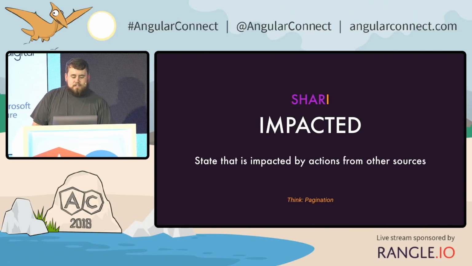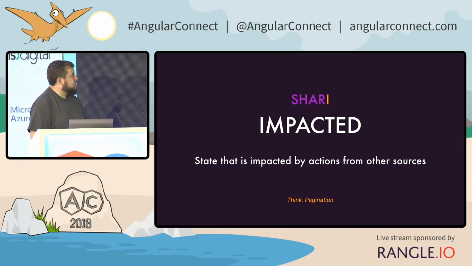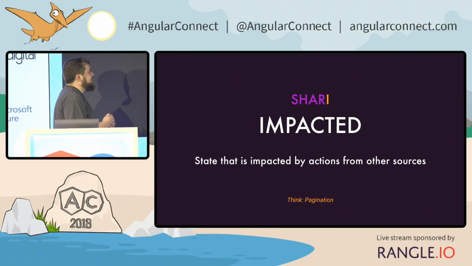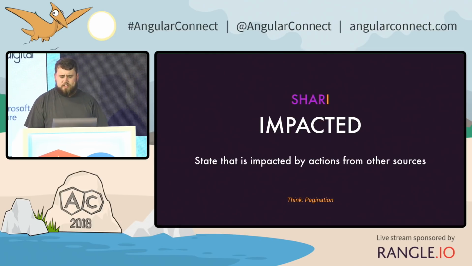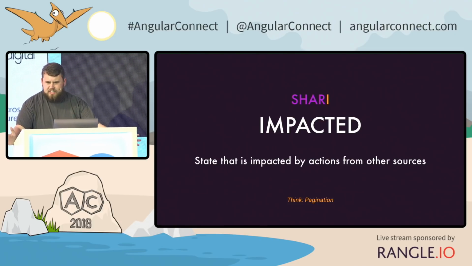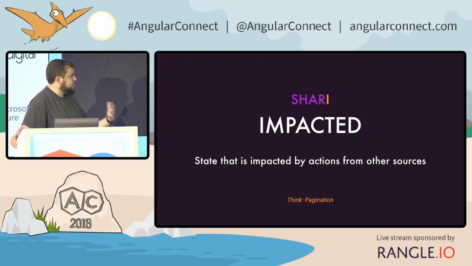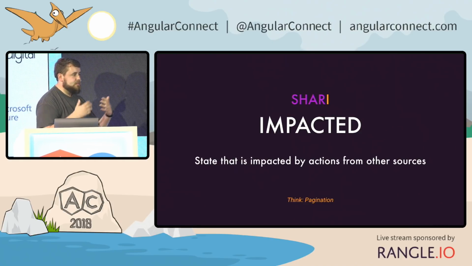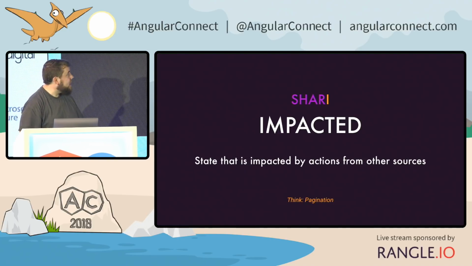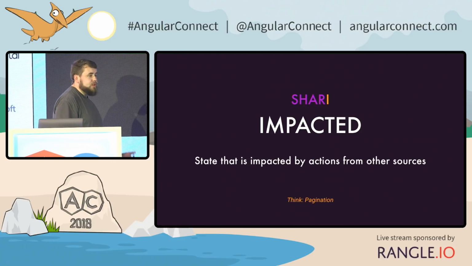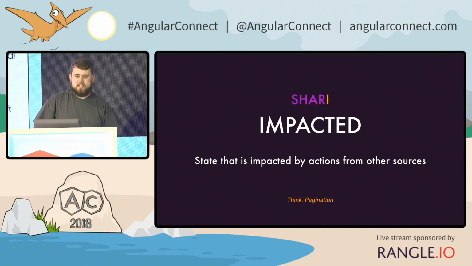And finally, the I stands for impacted. This is probably the most complex of the SHARI principle, but it's any state that's impacted by actions from other sources. So I'll give you an example. Pagination. Sometimes in applications, I've had to build a pagination component where I've taken in a list of data, needed to chunk it up into specific pages, and then show a pagination component across the bottom. And that component state is really based on that list of items that I've passed into it.